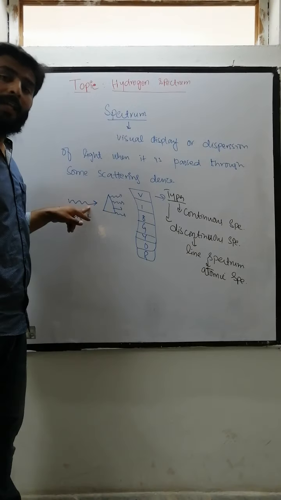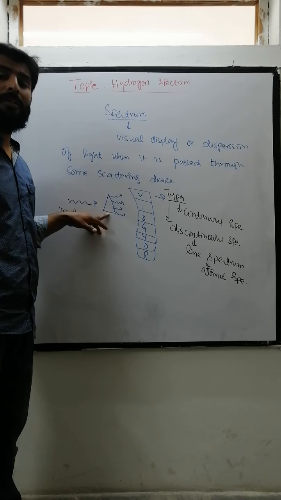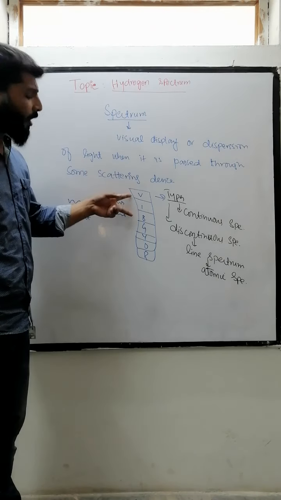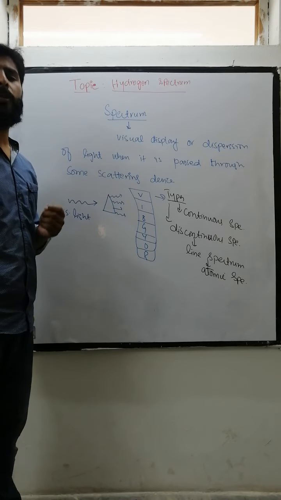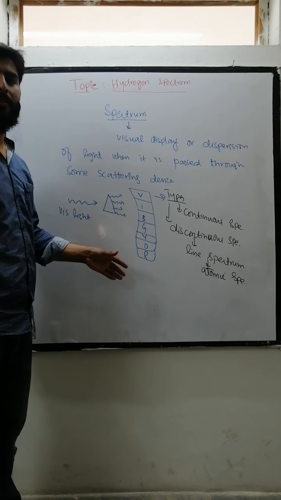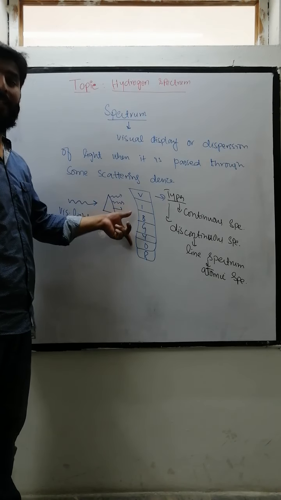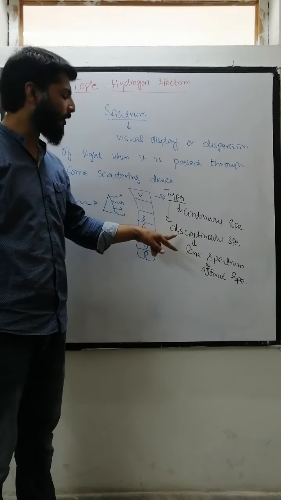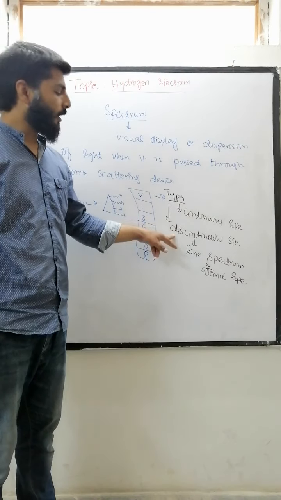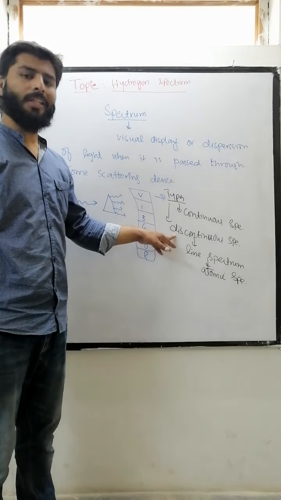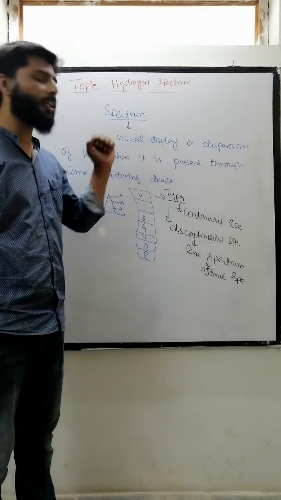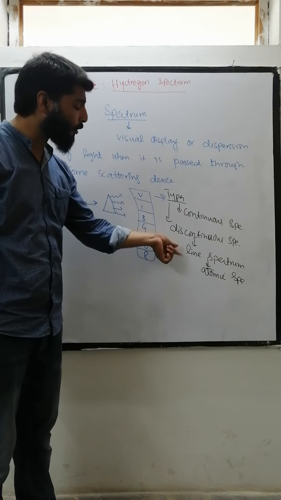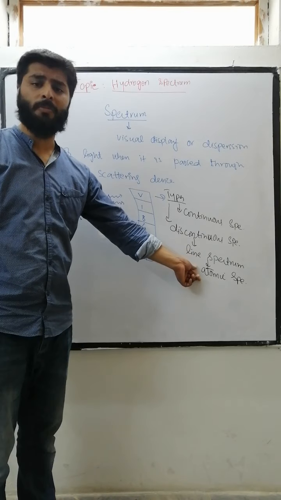When visible light is dispersed or scattered by some scattering device, it will produce 2 types of color patterns, 2 types of visual displays or dispersions. One is continuous and the other one is discontinuous. The discontinuous spectrum or discontinuous visual display is also known as the line spectrum or atomic spectrum.